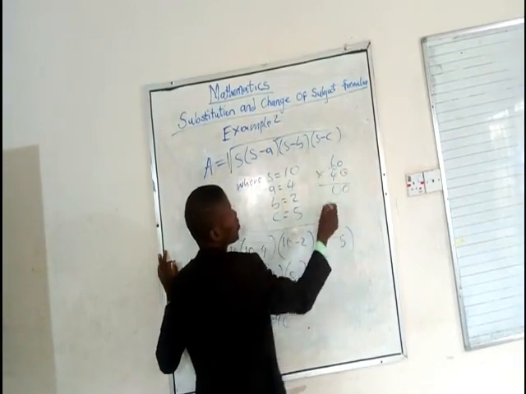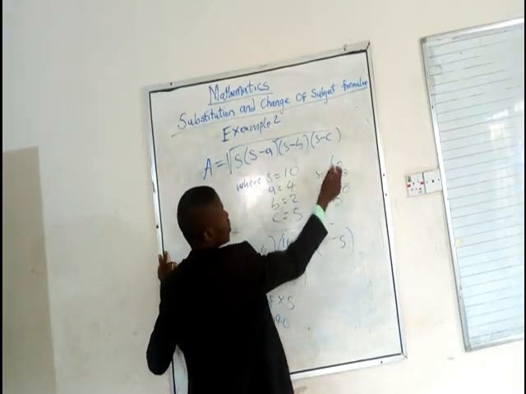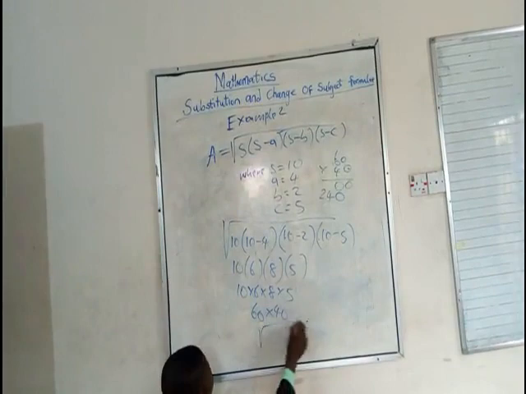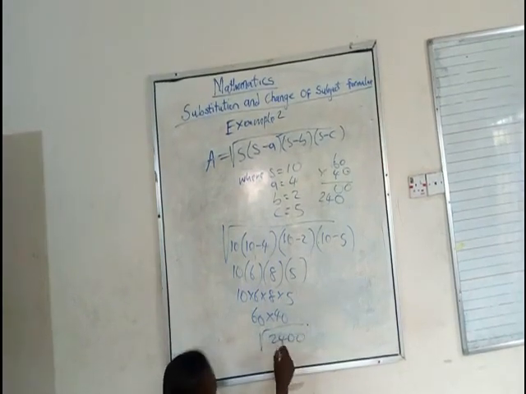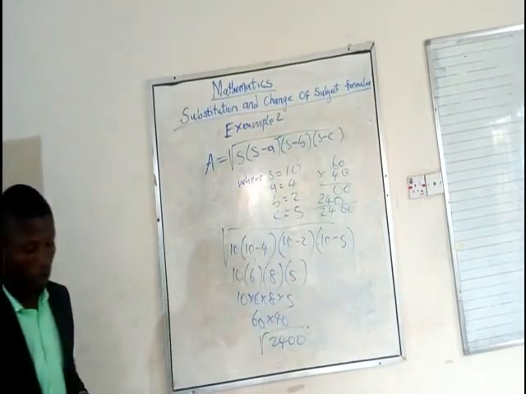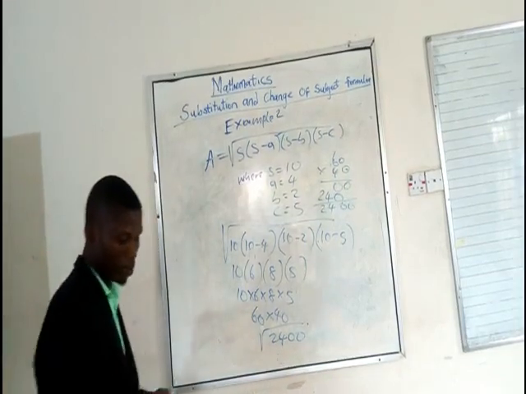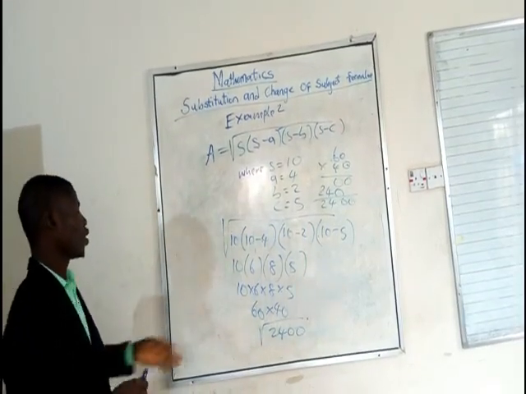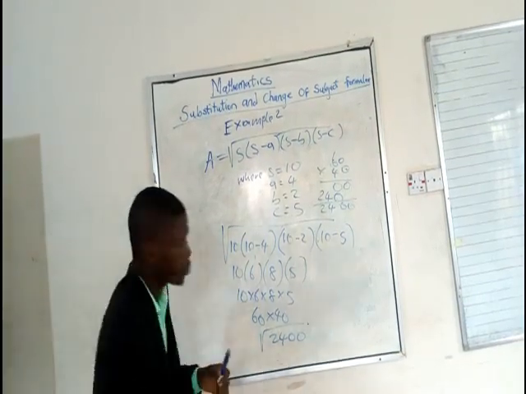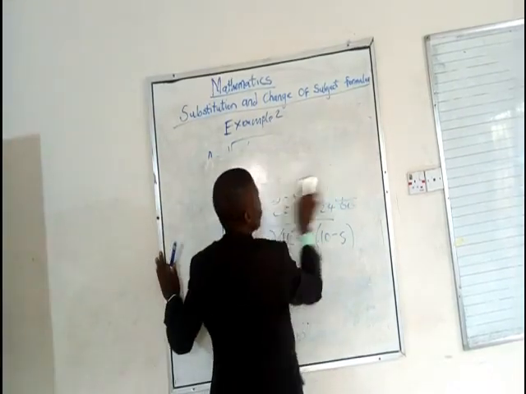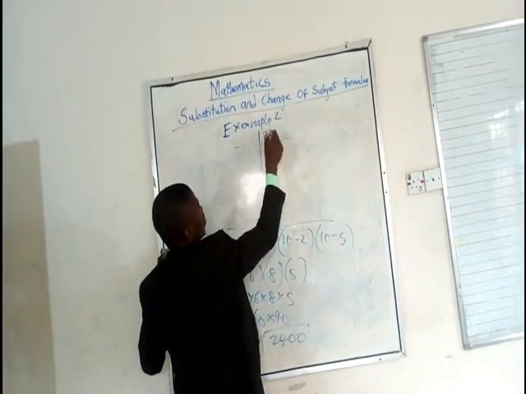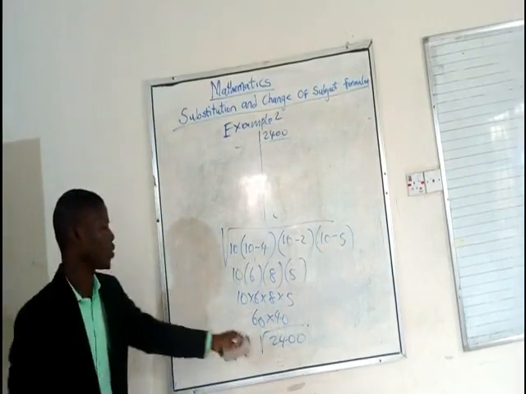4 times 0 is 0. 4 times 6 is 24. We have the root of 2,400. Then we have a problem now: we have to find the square root of 2,400. If we use the method of factorization, we will not get the actual answer, because we have to have something like a decimal point.